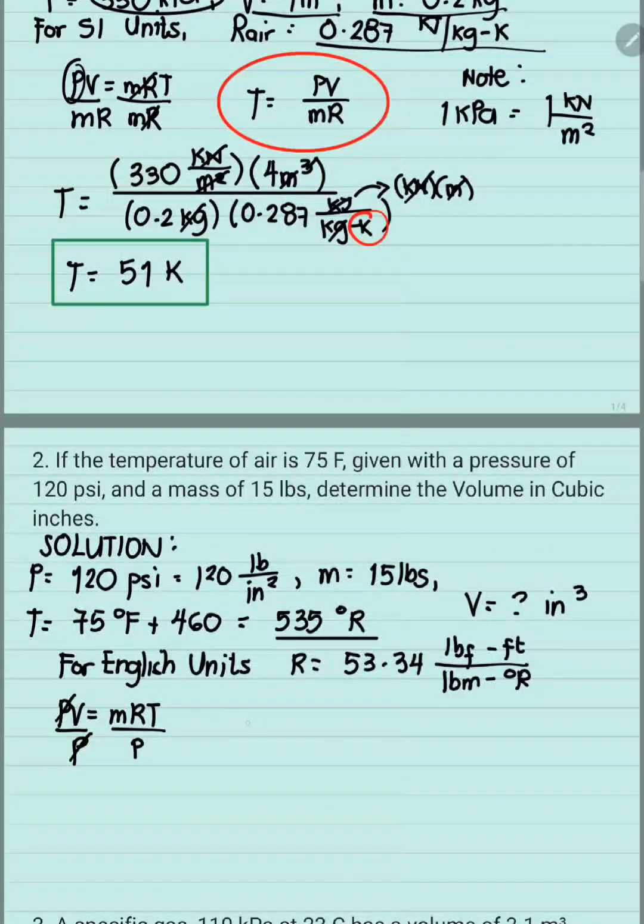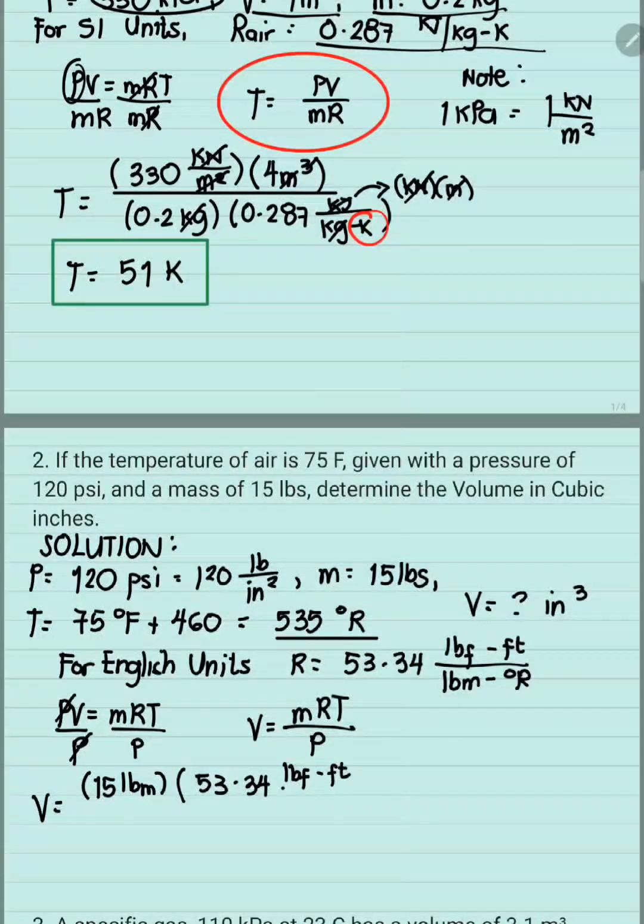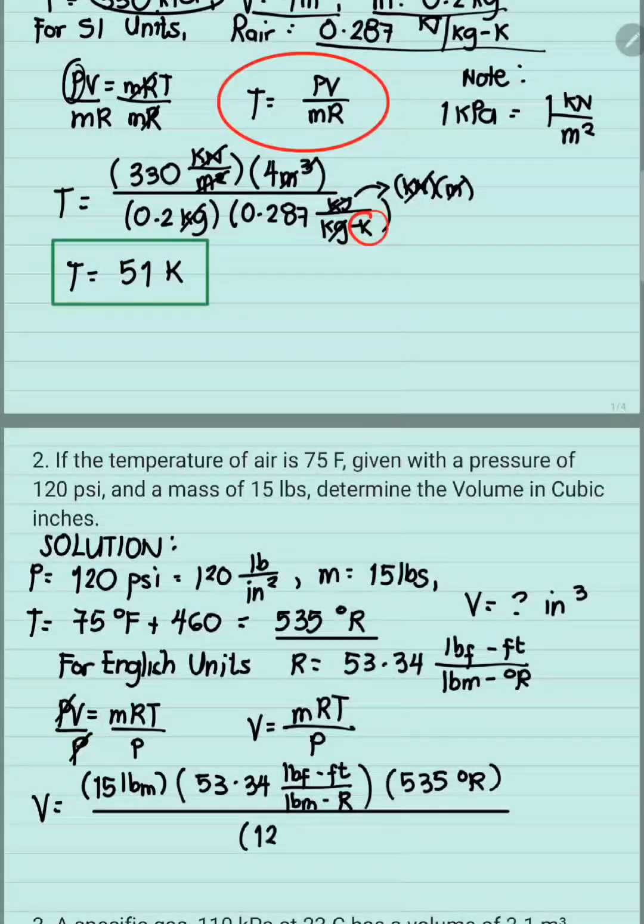The volume, wherein V is equal to mRT over P. So volume is equal to, we have the mass, which is 15 pound mass. We have R, which is 53.34 pound force feet over pound mass Rankine. We have also 535 Rankine all over 120 square inches.